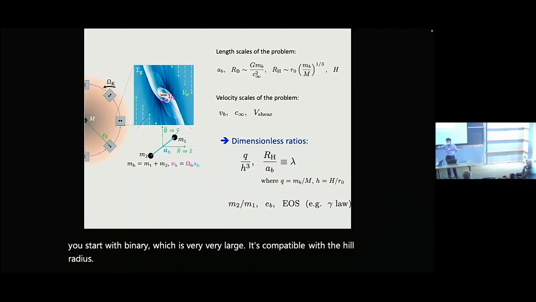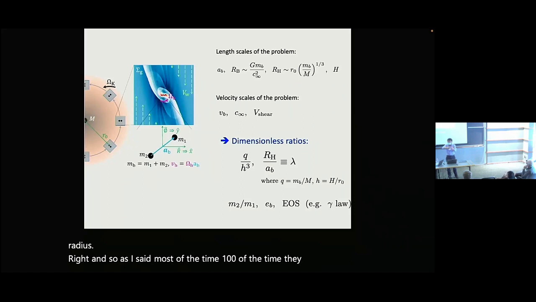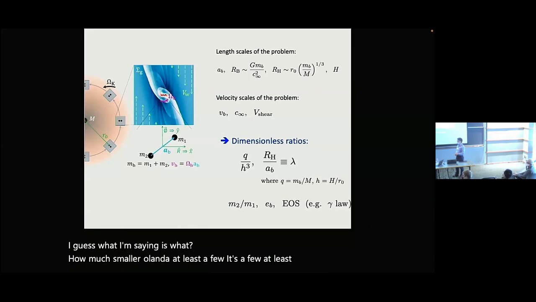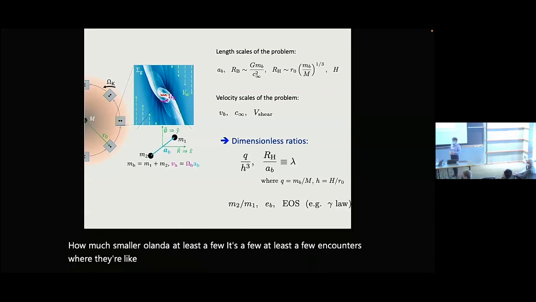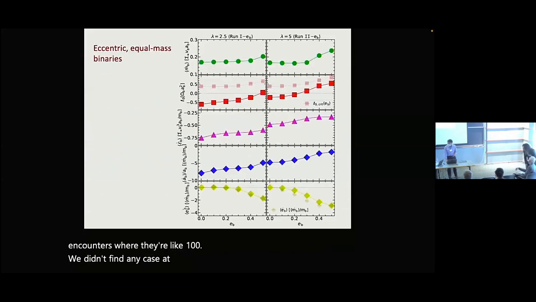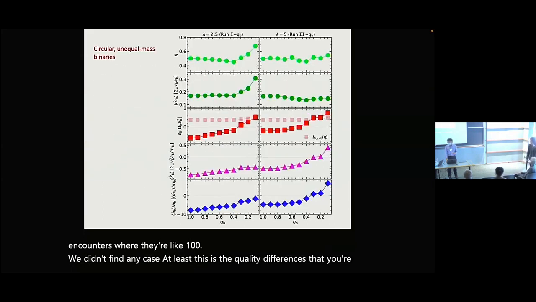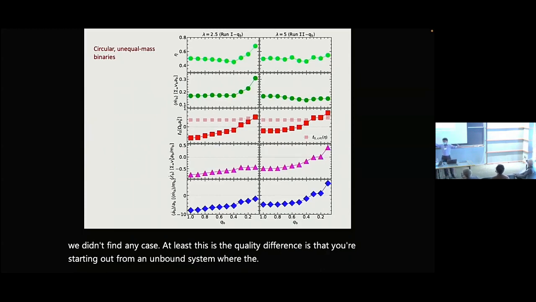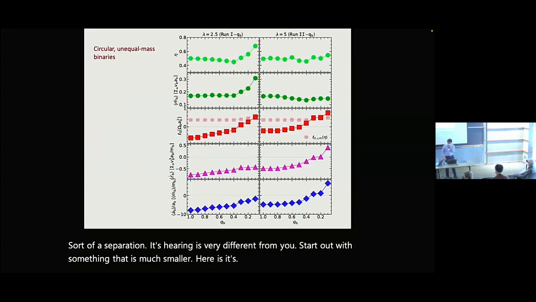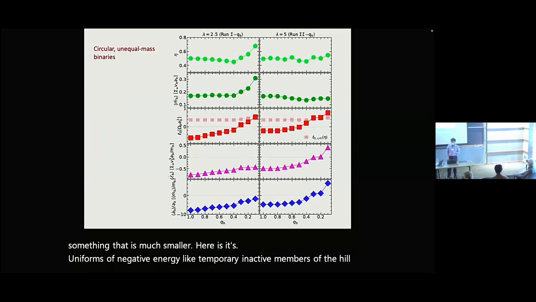Right, and so as I said, most of the time, 100% of the time, they form a temporary bound binary, but then once they go to pericenter. But when you say well inside, how much smaller? Lambda at least a few. It's at least a few. But then you've got encounters where they're like 1/100th of the Hill radius. So shouldn't that be okay to shrink, if it's temporary? Yeah, we didn't find any case. The qualitative difference is that you're starting out from an unbound system where the separation is the Hill radius. It's very different from starting out with something much smaller than the Hill radius. But if something forms with temporarily negative energy, and it's at 100th of the Hill radius, then that's the part that I'm unsure about.